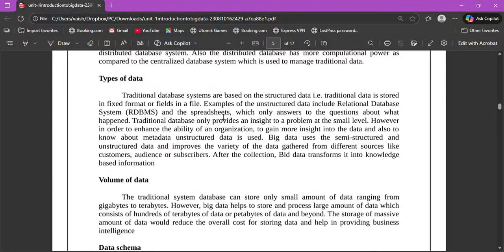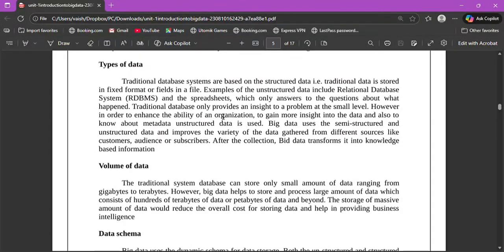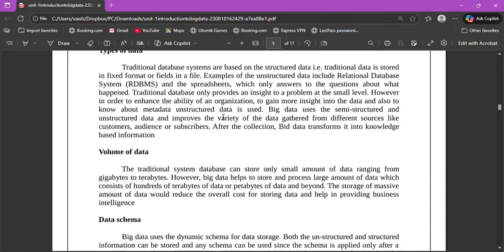Volume of data. The traditional data system can store only a small amount of data, ranging from gigabytes to terabytes. However, big data helps to store and process large amounts of data, which consists of hundreds of terabytes or petabytes of data, and the storage of massive amounts of data would reduce the overall cost for storing and help in providing business intelligence.